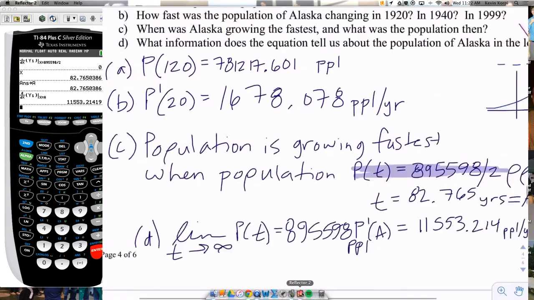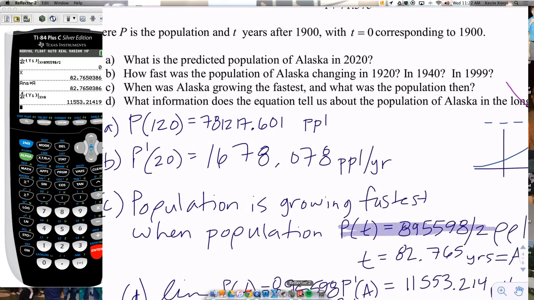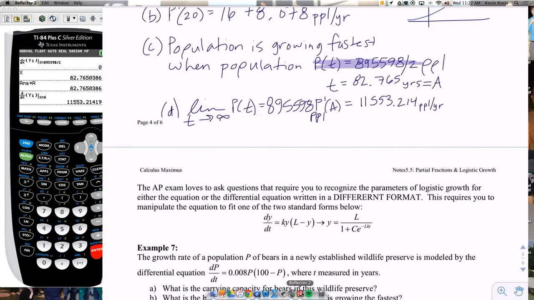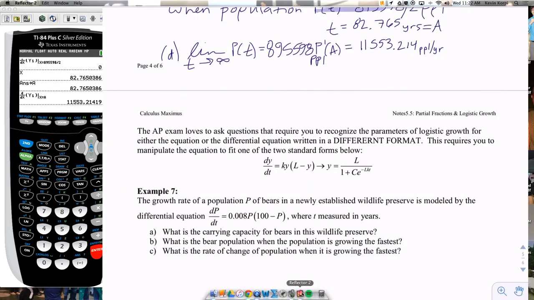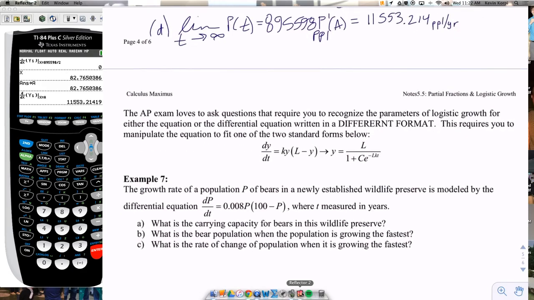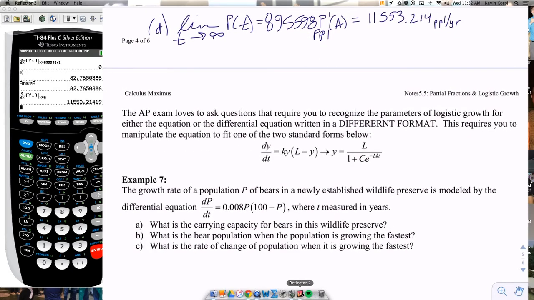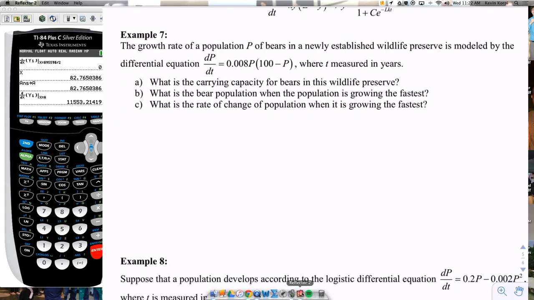Okay, so that was a little bit of a pre-cal problem with the calculus twist because we were calculating how fast it was changing. Okay, let's look at example 7. The AP exam loves to ask questions that require you to recognize the parameters of a logistic growth function, either from the equation or from the differential equation. So let's look at example 7.